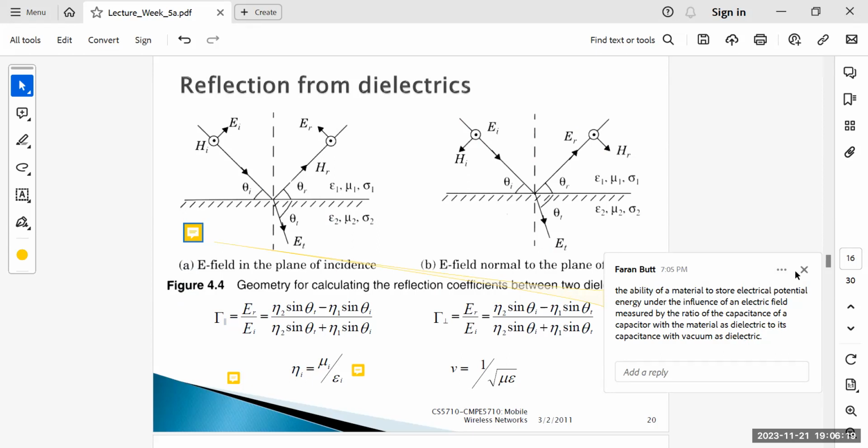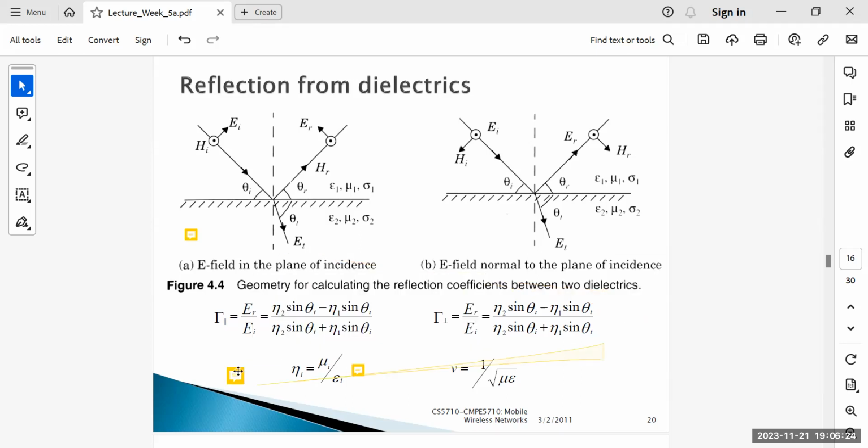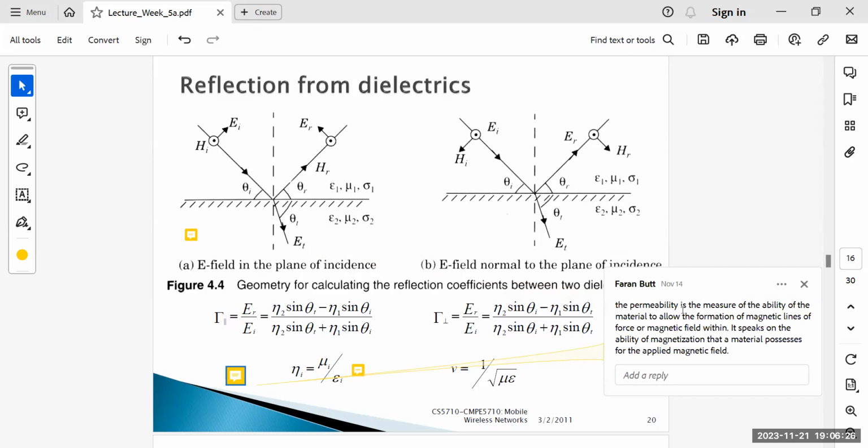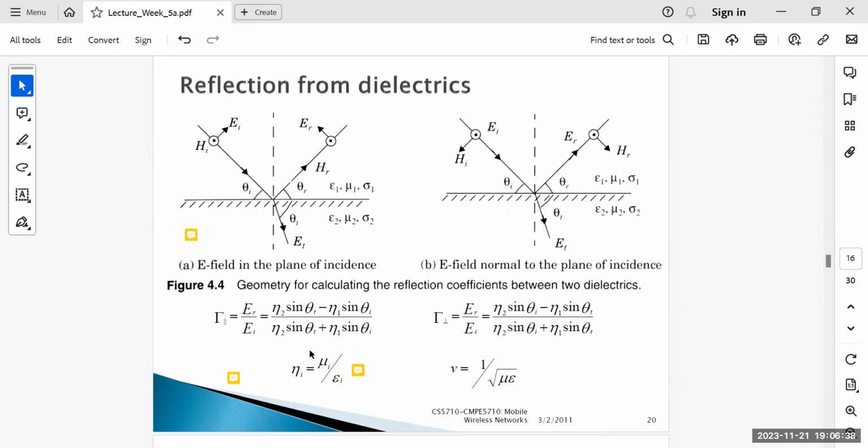Is it an easy definition? I don't think so. Yes, let's wait. The permeability is the measure of the ability of the material to allow the formation of magnetic lines of force or magnetic field within. It speaks of the ability of magnetization that a material possesses for the applied magnetic field. A somewhat better definition.